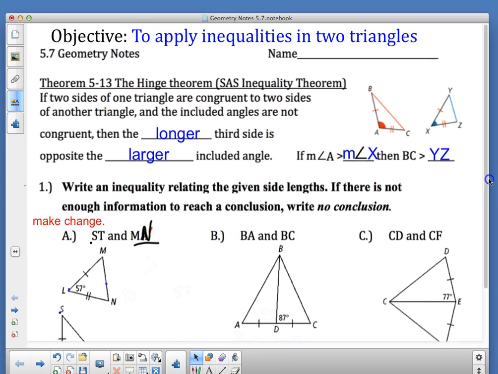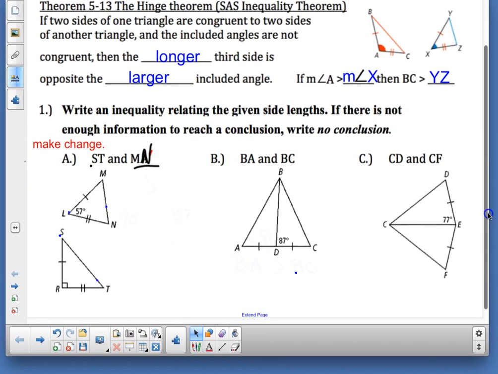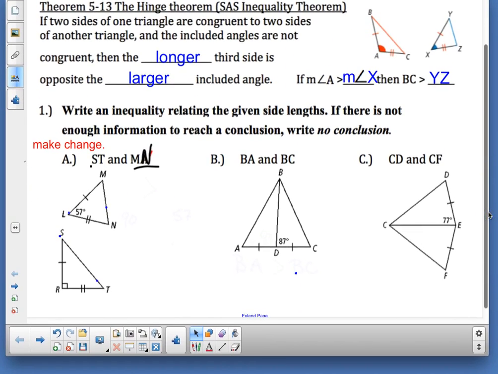Before we start on this next problem, I want you to make sure you change this. That should be MN, not MA. There is no A in those two diagrams, and I apologize for that mistake. There's another one that we're going to correct here. I probably did this late at night, and that's where it was.